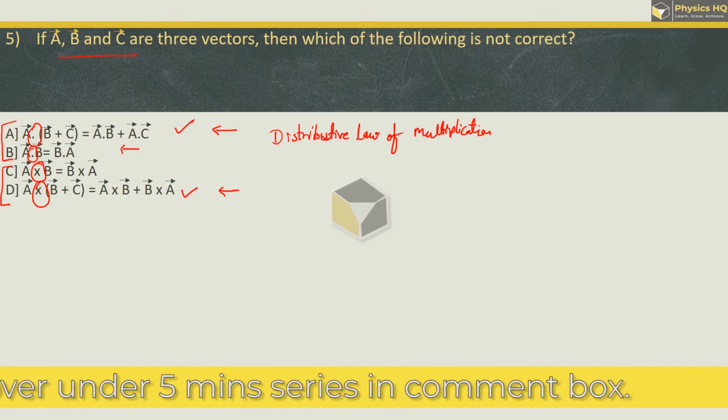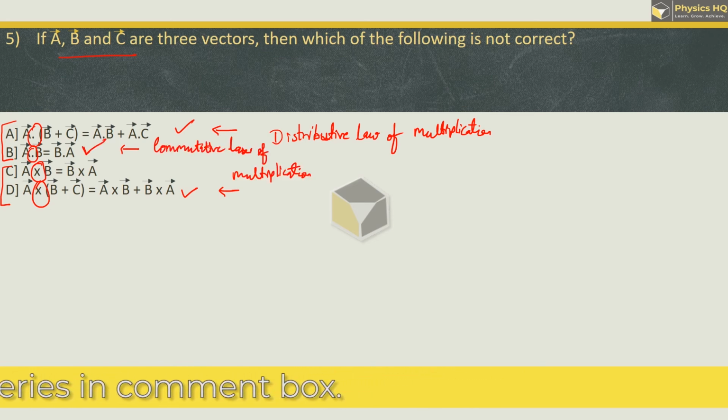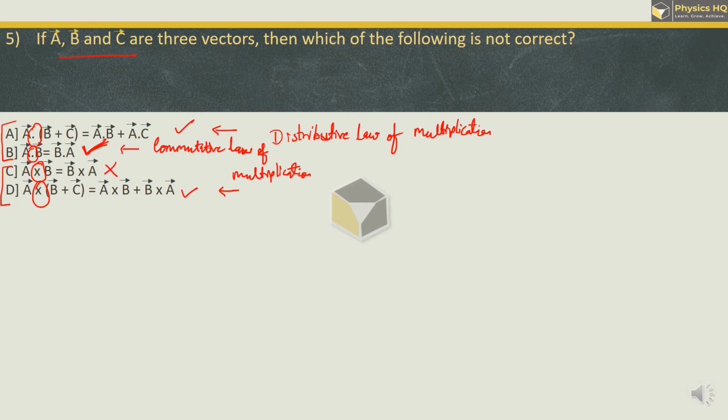Option B and C represent commutative law of multiplication. Commutative law for scalar product is given correct. Commutative law for vector product is incorrect over here. So this is the incorrect option. The correct property is given by vector A cross vector B is equal to minus of vector B cross vector A. So the option C is the incorrect option.